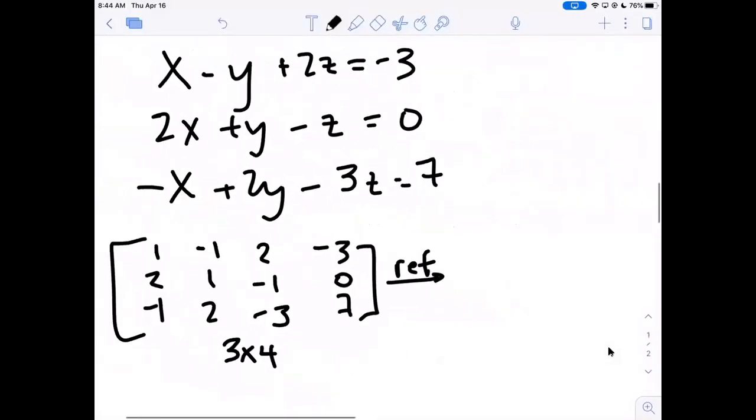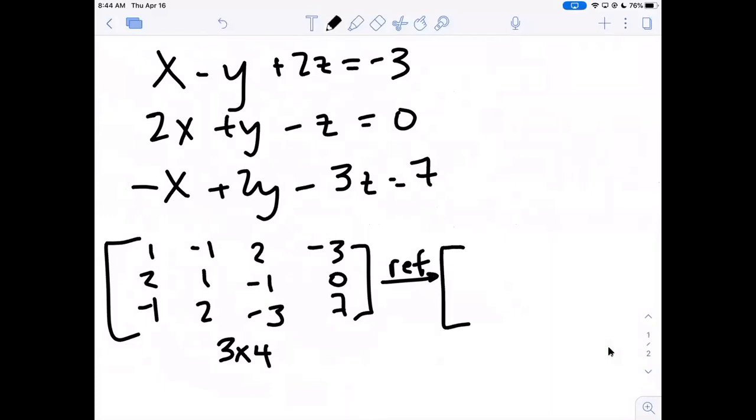Let's see if I can go back to my iPad. This is a fun game we're playing, isn't it? Okay, so when I put it in the calculator, I got out 1, 0.5, negative 0.5, and 0, 0, 1, negative 1.4, 2.8, and then 0, 0, 1, 3.